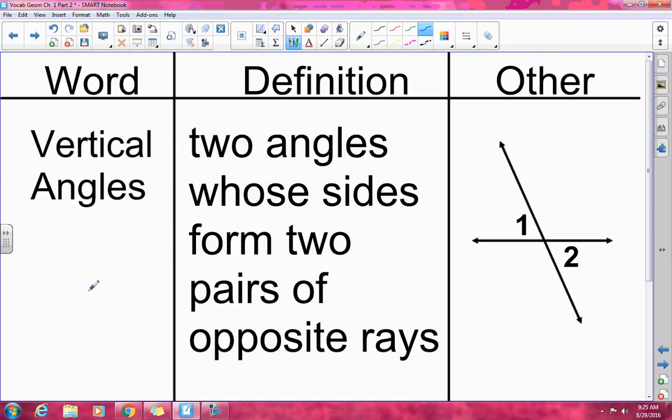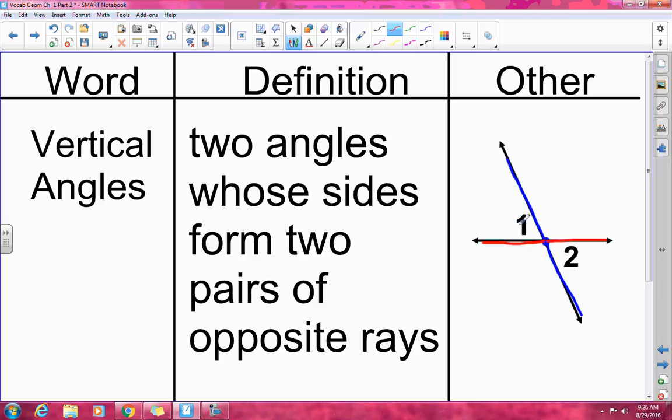Finally, we have vertical angles. This is our last special angle pair. This is two angles whose sides form two pairs of opposite rays. So what I mean by that are, here's my two angles, angle 1 and angle 2, and their sides, this side here in blue and this side here in blue, are opposite rays. They're going in opposite directions. And in red, this side and this side are opposite rays. They go in opposite directions. So that's how vertical angles are formed.